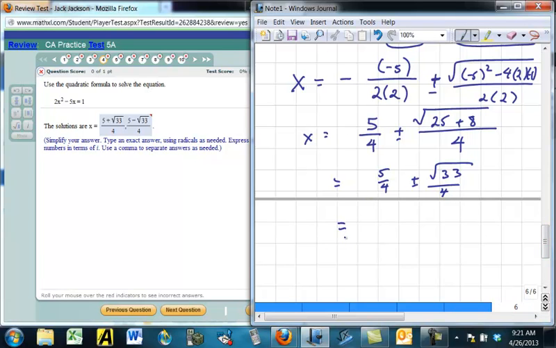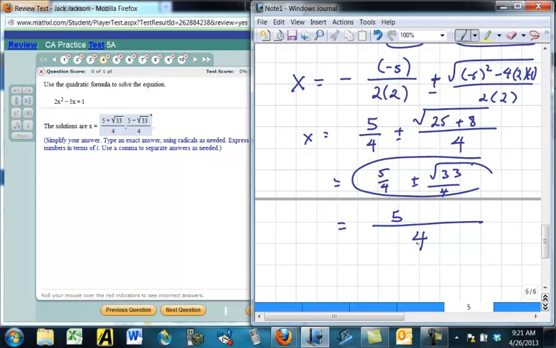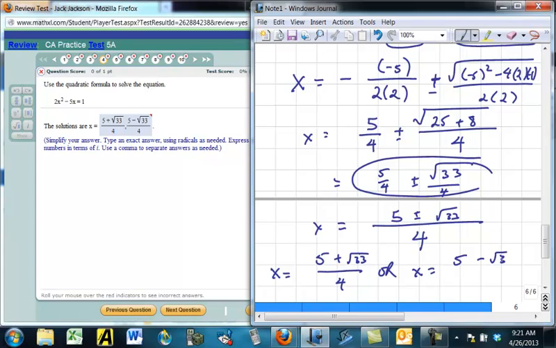Most people will go ahead and write this with a common denominator. So I don't know if it will take it in this form here. So let's go ahead and put it like this, which really means there's two answers. Either x equals 5 plus the square root of 33 over 4, or x equals 5 minus the square root of 33 over 4. And those are exact answers.